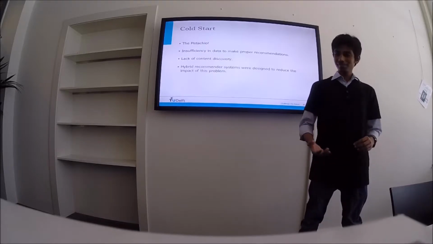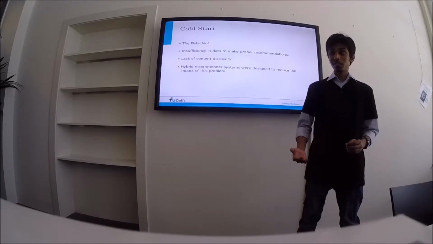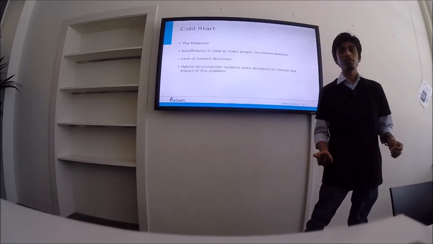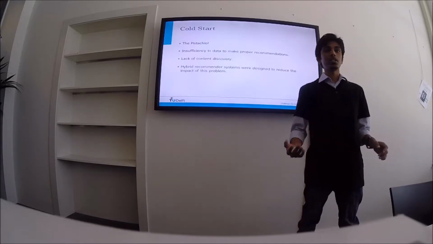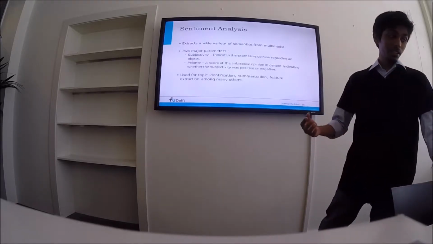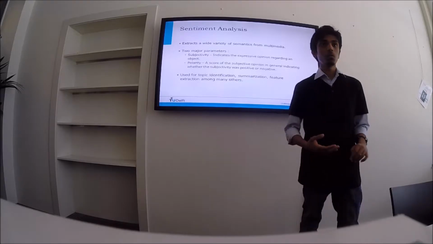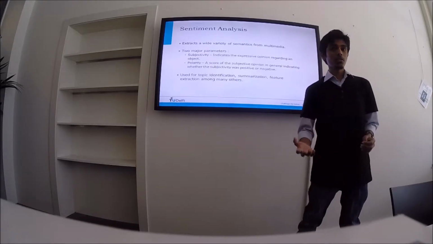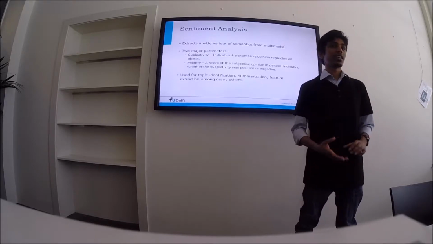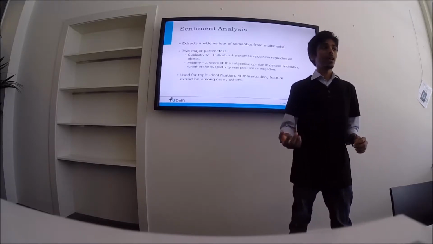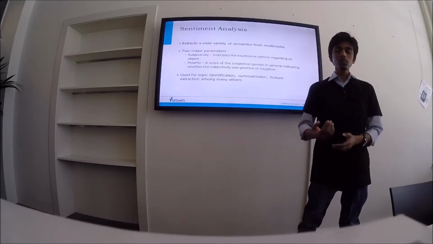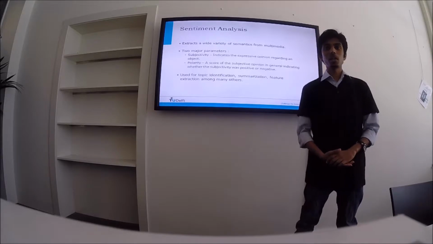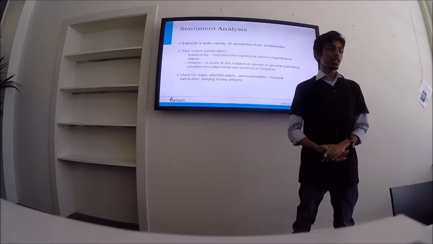So hybrid recommender systems were actually designed to reduce the impact of the cold start problem, but they were still not sufficient to address all the issues. So that's where sentiment analysis comes into place. Sentiment analysis makes use of various natural language processing techniques to extract numerous semantics from review data or any kind of textual information available through user generated content.